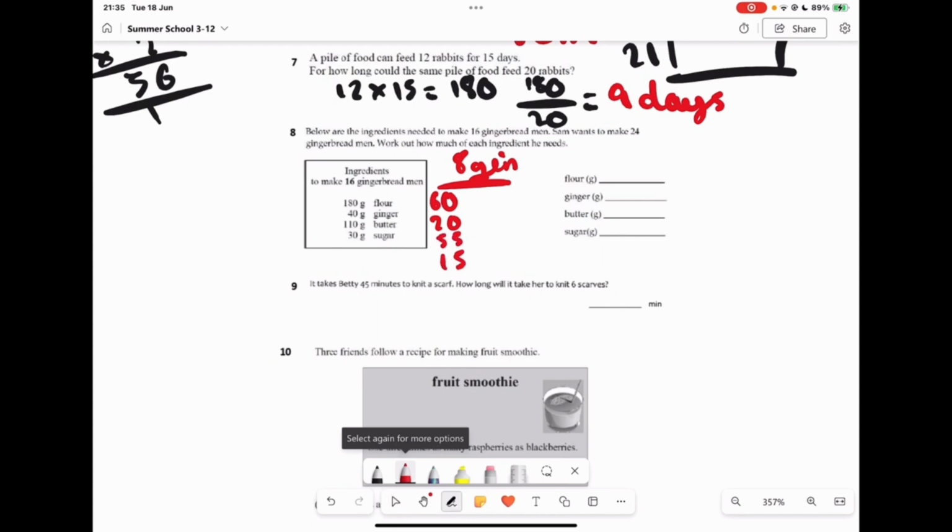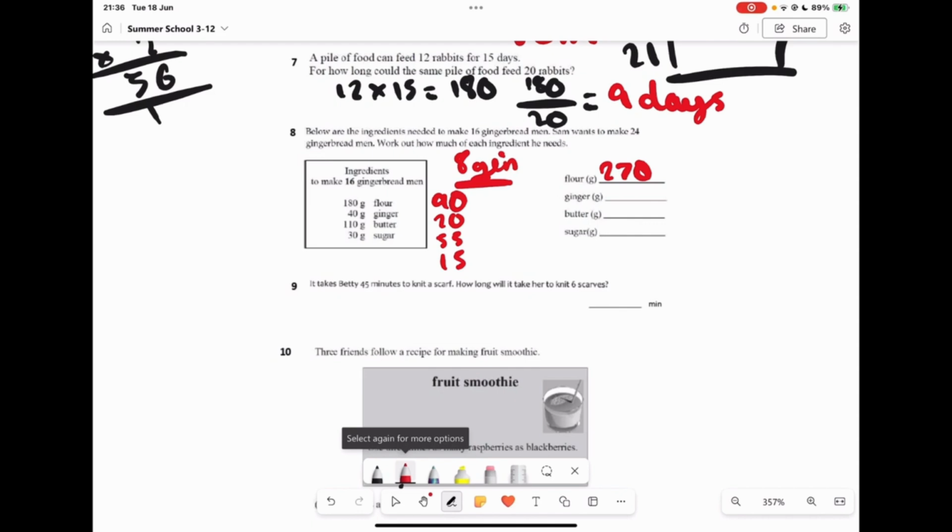So now we have to multiply by 3. So we're multiplying by 3. What we can do is 60 times 3, which is... not 60 there. I've written that wrong. So this will still be the 20, but then this will be 19. Okay, so 90 multiplied by 3 will be 270 grams of flour.